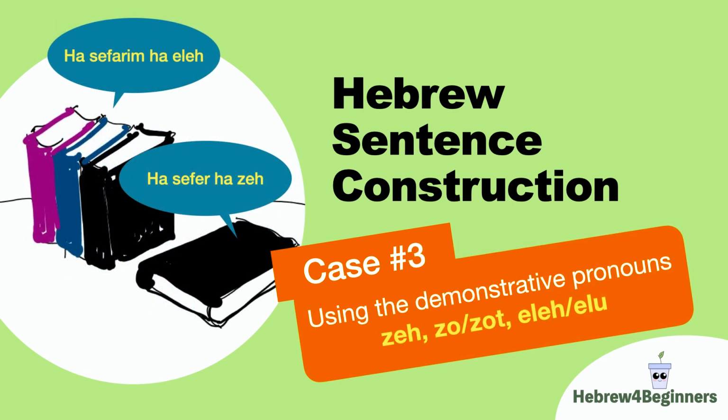In the next video, we're going to see Hebrew sentence construction using the demonstrative pronouns ze, zo or zot, ele or elu. And this is the case when we're referring to people or things as this, it, that, or those. And once again, we'll see how gender plays a very important role in making the subject and the descriptor agree with each other.